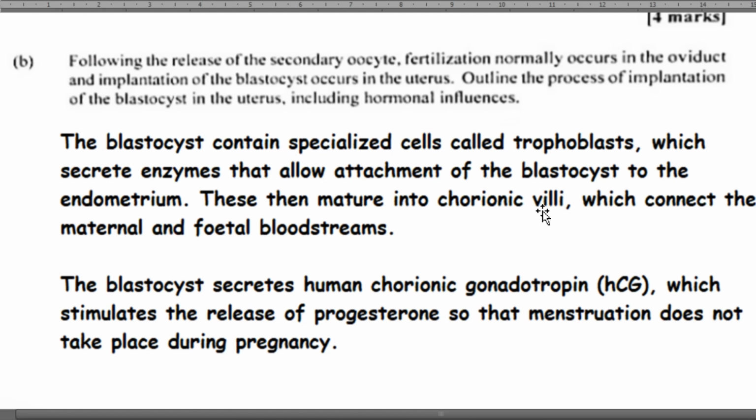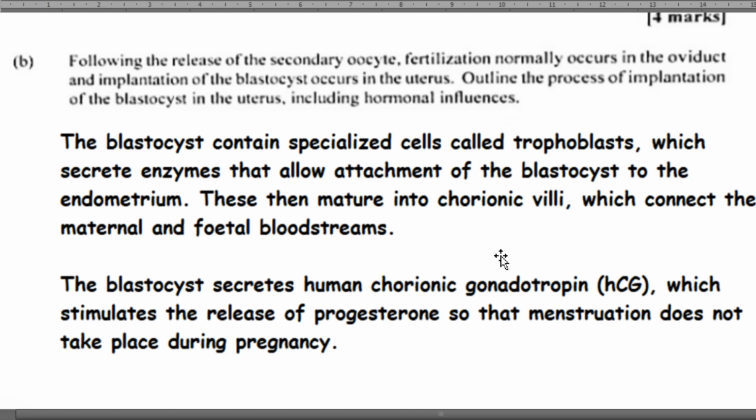And what is very important about these villi is that they connect the maternal bloodstream to the fetal bloodstream, while keeping both bloodstreams separate from each other, because the maternal blood pressure would be too high for the fetus. So this facilitates the transport of materials like oxygen and glucose, and the removal of materials like urea and carbon dioxide. The blastocyst secretes HCG, which stands for human chorionic gonadotropin.